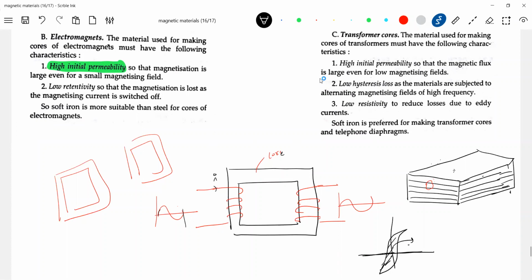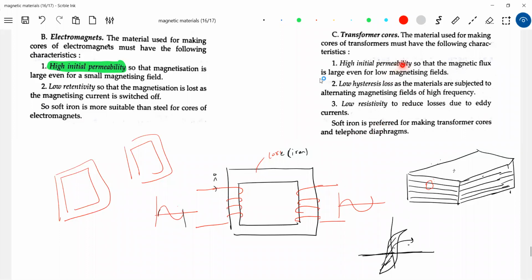Having less area. So therefore, the core of a transformer should be made up of iron to minimize hysteresis losses. Low resistivity. So in this particular current, the resistance losses should be minimized here. Soft iron is preferred for making transformer cores and telephone diaphragms. Okay, this equipment we don't know, just leave it here.